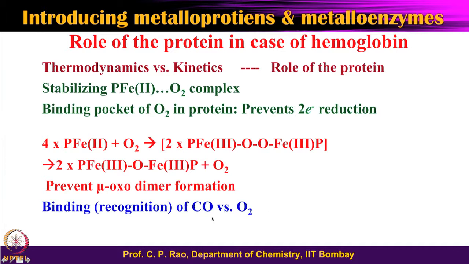CO is a diatomic molecule, O2 is again a diatomic molecule, and how does the protein know whether it is CO or O2? The only difference is a very small one. How does that happen? If it does not recognize, then always the carbon monoxide will bind and that will passivate your protein. So, this is an important event. We will come back to that. How does the protein, whether it is myoglobin or hemoglobin, differentiate CO versus O2, that we are going to look at in a while.